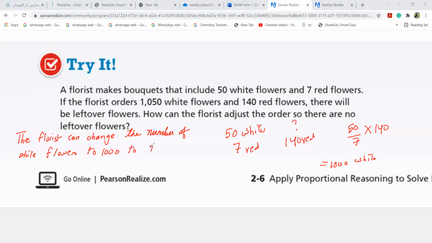And with this, he can make 20 bouquets. How did you get 20? Because one bouquet has 50 white and 7 red flowers, right? One bouquet has how many? 57 flowers. One bouquet has 57 flowers.